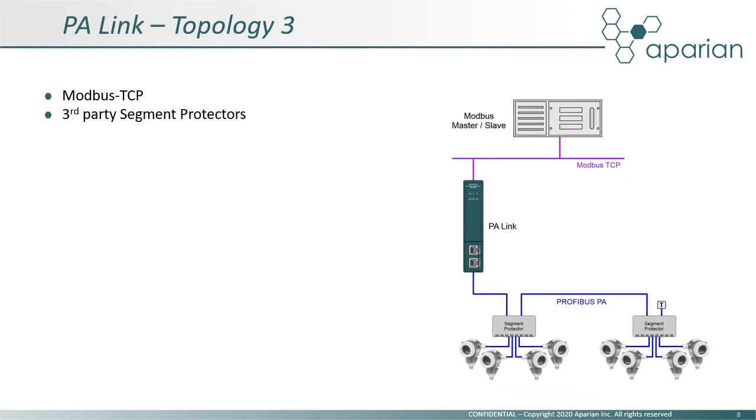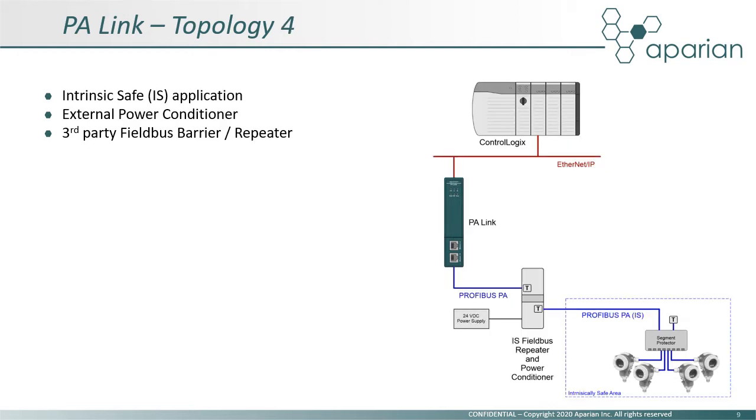Here is the same architecture, except the PA-Link is connected to a Modbus TCP device. The PA-Link can be configured as client or server when using Modbus TCP. Intrinsically safe applications can be supported with the use of an external third-party IS barrier and power conditioner combination. Depending on the type of barrier or repeater used, the onboard power conditioner may need to be disabled.